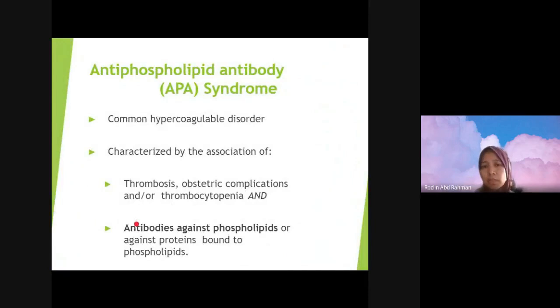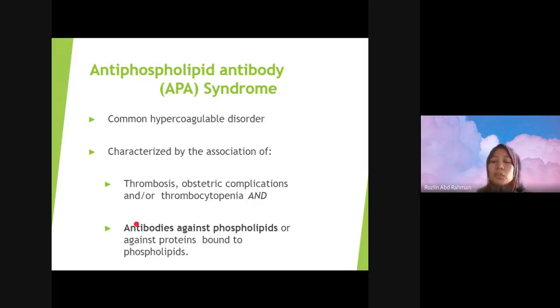A bit on antiphospholipid antibody syndrome, or APA syndrome. This is when you have an antiphospholipid antibody, an antibody against your phospholipid. Okay, so this causes a very common hypercoagulable state. It is as if the body mistakenly produces antibodies towards its own phospholipids.